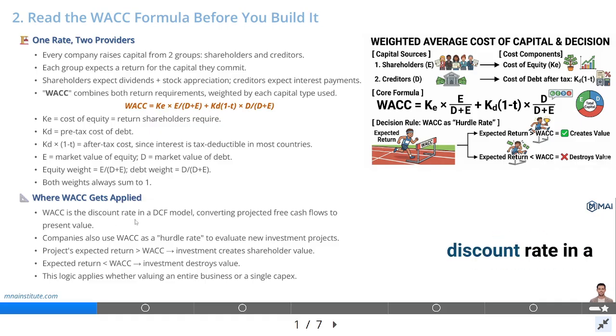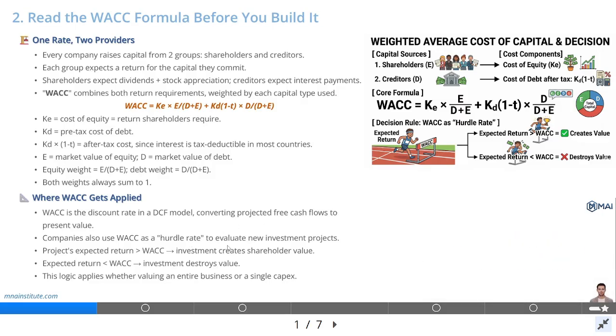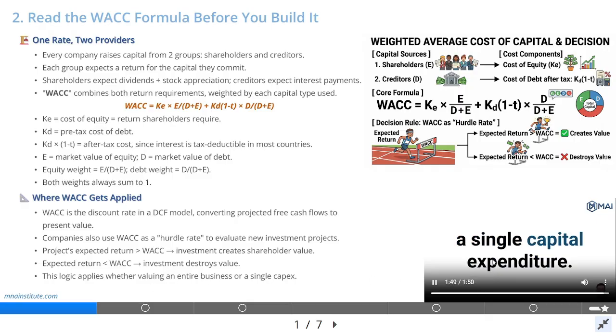Where WACC gets applied: WACC functions as the discount rate in a discounted cash flow model, converting each year's projected free cash flows into a present company value. Companies also apply WACC as a hurdle rate when deciding whether to approve a new investment project or assess business feasibility. If a project's expected return exceeds WACC, the investment creates value for shareholders. If expected returns fall below WACC, the investment destroys value. This logic holds whether you are valuing an entire business or evaluating a single capital expenditure.